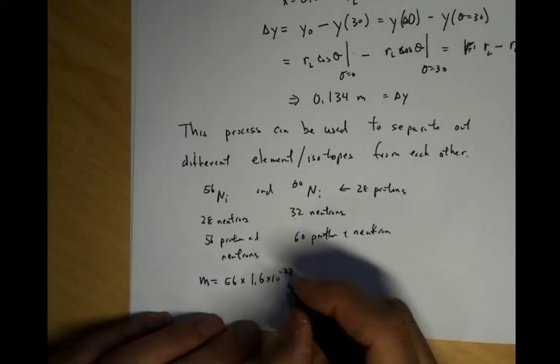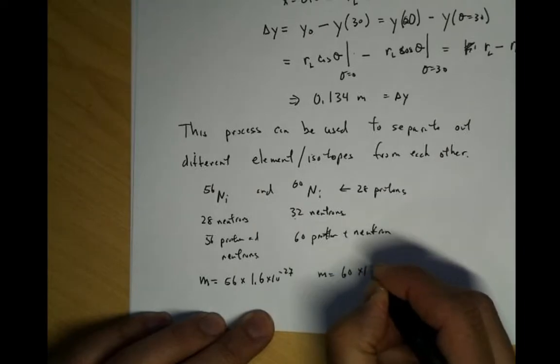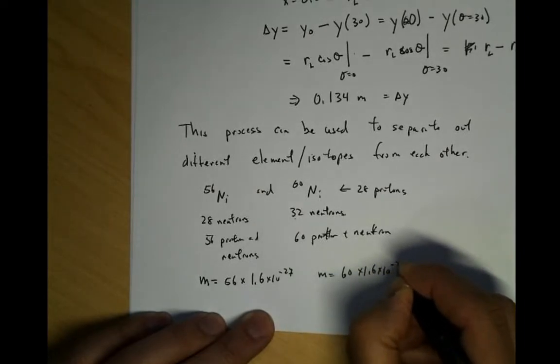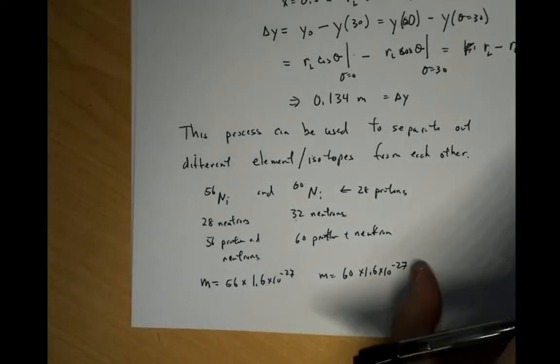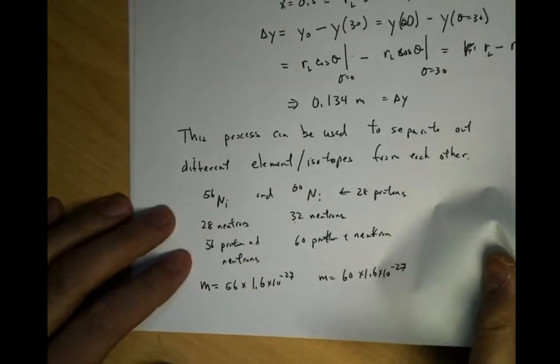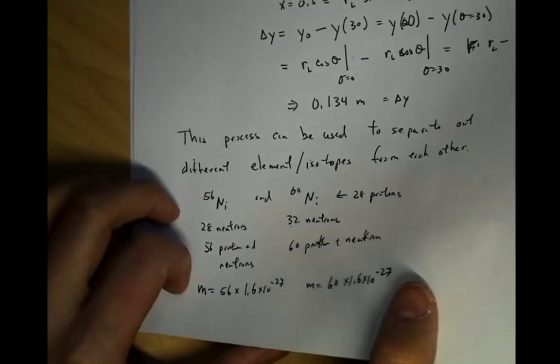No, but I'll just keep in mind what it is in a second. And this mass is going to be 60 times 1.6 times 10 to the minus 27. Okay, so what we're going to do is accelerate this stuff, and then basically put it through a magnetic field. So let's accelerate.